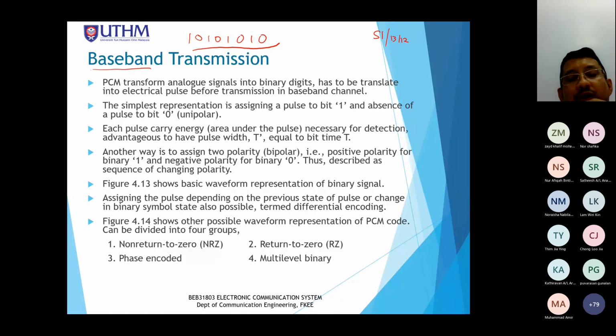So what we will do is convert the digital code word into digital pulses.